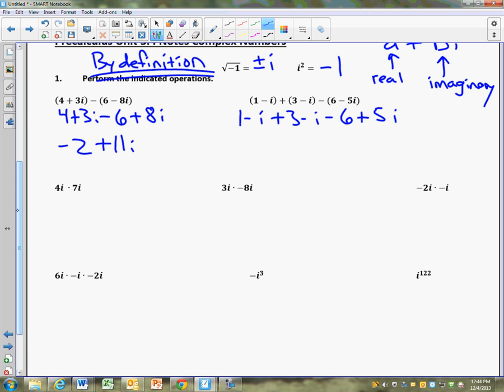So here you go. So we distribute the negative through. We have 1, 3, and -6. That makes -2. -i and 5i make 3i. So the real part is -2. The imaginary part is 3. Yes.